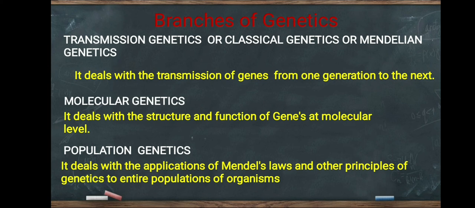While when we are dealing with the structure and function of the genes at the molecular level, that branch of genetics is called molecular genetics. So molecular genetics is the branch of genetics which deals with the structure and function of the genes at the molecular level. As we know, genes are the segments of the DNA. So when we are dealing with the structure and function of the DNA, that branch is called molecular genetics.